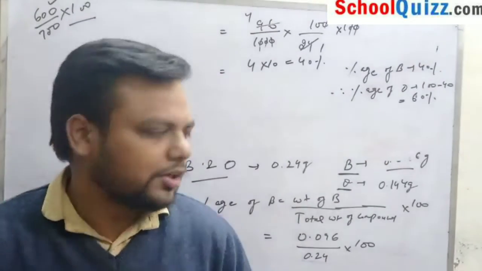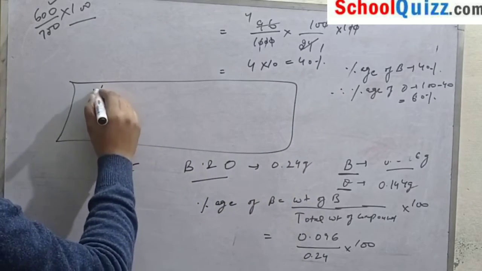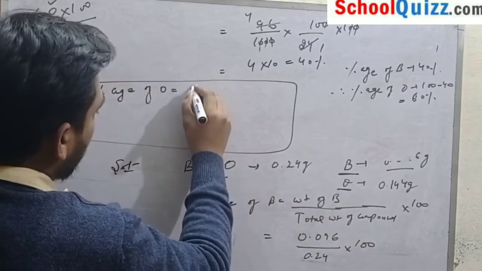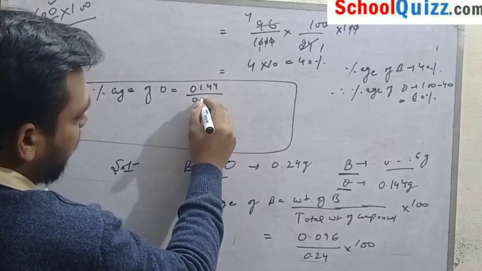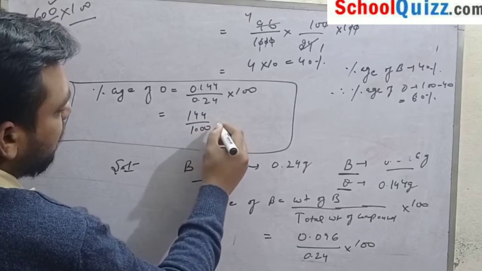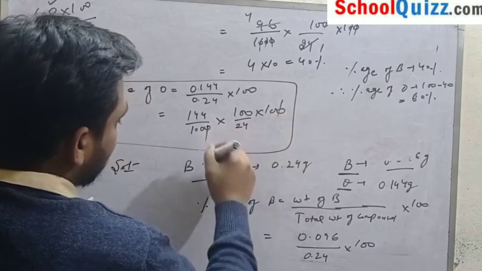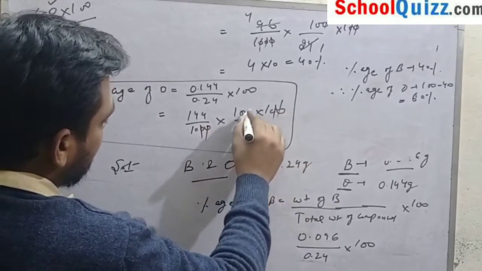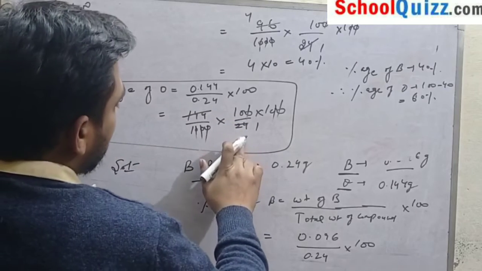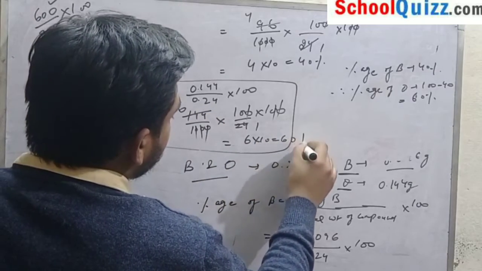If you want to check, we will solve that part also. To check the percentage of oxygen, it is simply 0.144 divided by 0.24 multiplied by 100. So it will be 144 upon 1000 multiplied by 100 upon 24 multiplied by 100. The zeros cancel out. 24 ones are 24 and 24 sixes are 144, so 6 multiplied by 10, that is 60%.